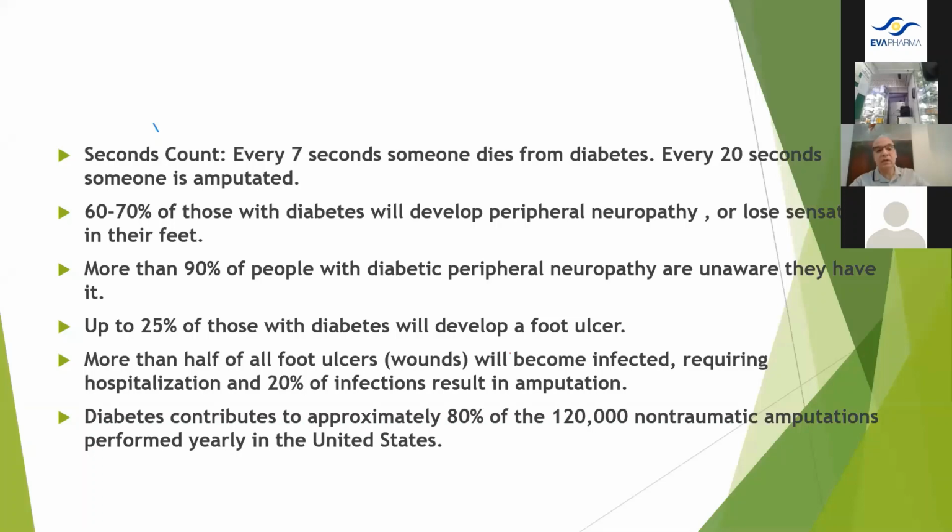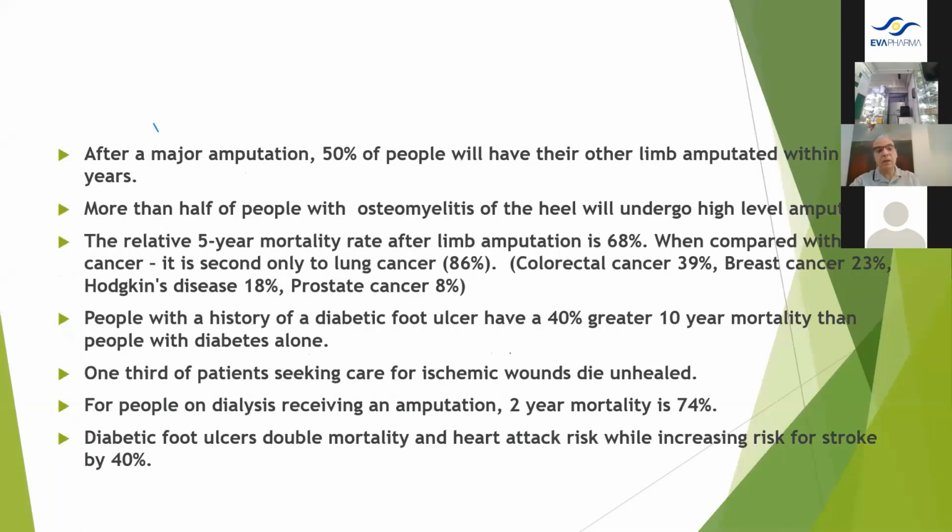60–70% of those with diabetes will develop peripheral neuropathy. They are unaware that they have it. Up to 25% of those with diabetes will develop a foot ulcer. More than half of the foot ulcers will become infected, and this will require hospitalization, and 20% of these ulcerations will end in amputation. So diabetes contributes approximately to 80% of 120,000 non-traumatic amputations in the United States. After a major amputation, 50% of people will have their other limb amputated within 2 years.